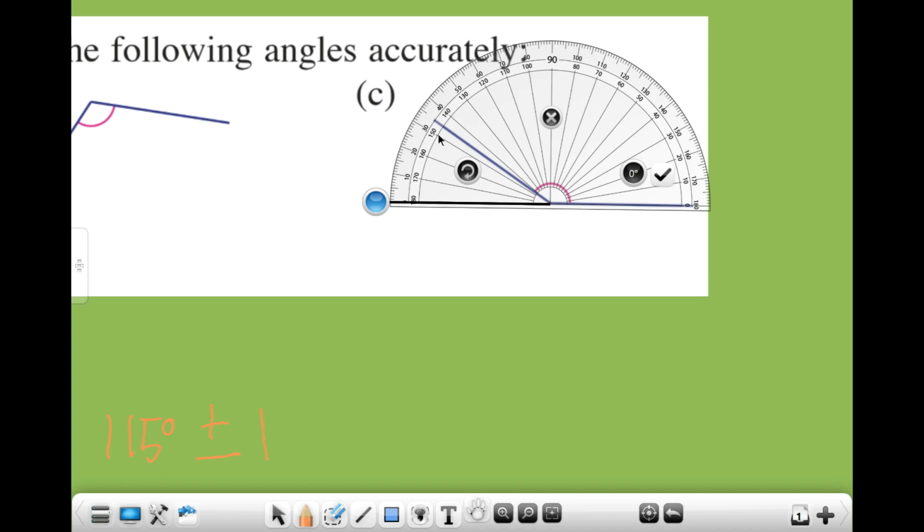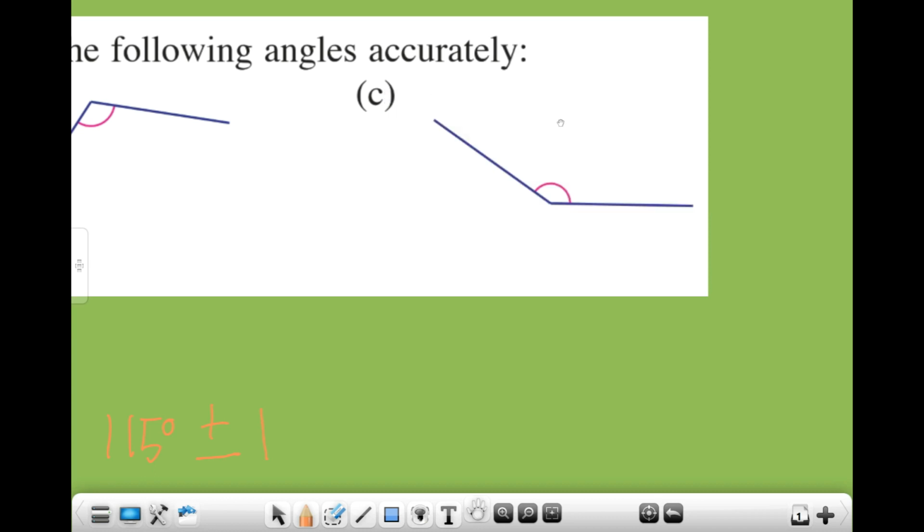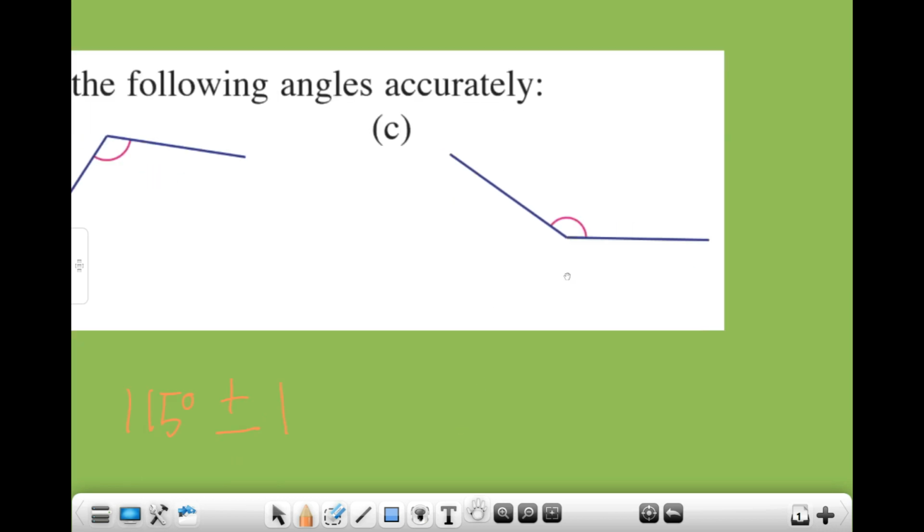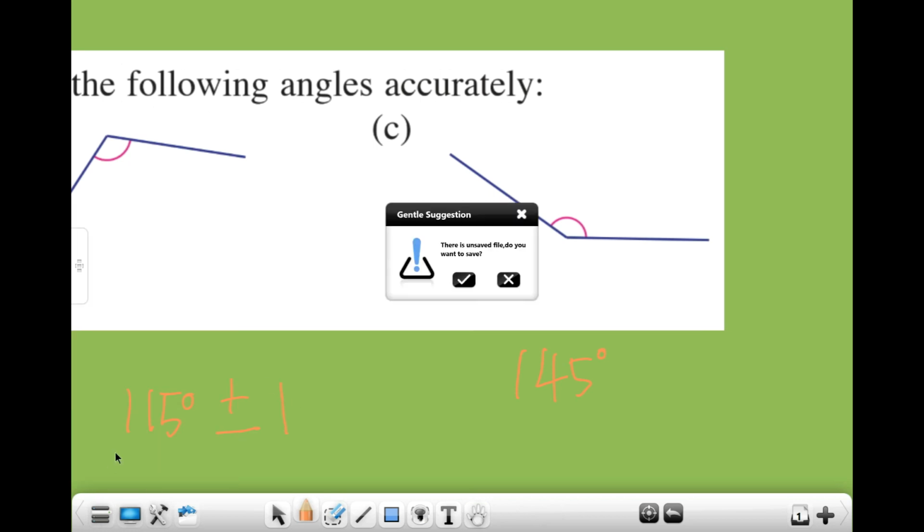Can you read the answer? Yes, the answer is directly 145 degrees. So this angle is 145 degrees. Okay, class? Then we carry on. I assume you don't have any problem in measuring the angle using the protractor. Okay, we go back to our slide here. Just now this is the one.